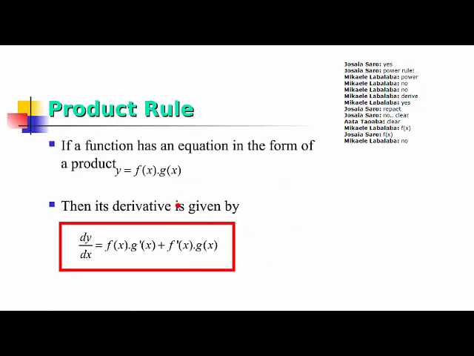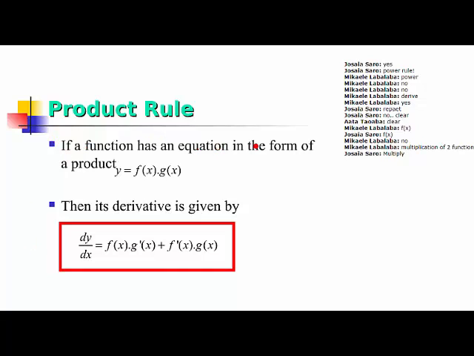Now we have to consider product rule. Can anyone tell me when do we use product rule? What does the word product say to us? When two functions are multiplied. When two different functions, very good. Yes, so when two different functions are multiplied, that's when we use product rule.